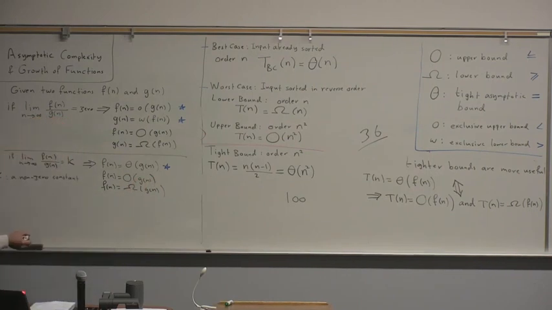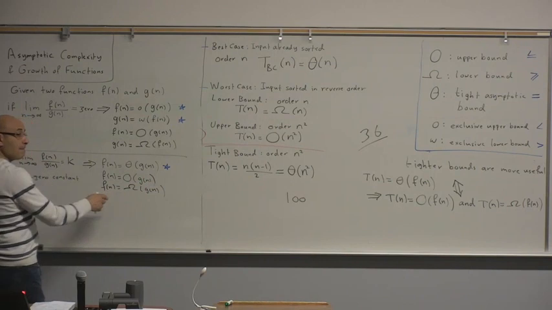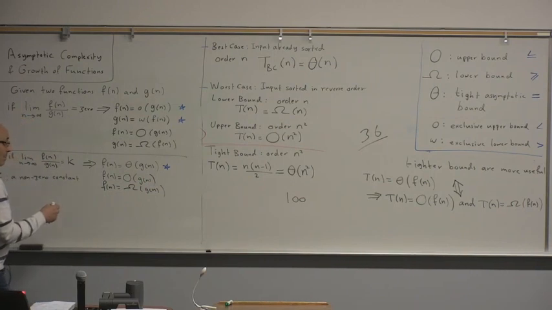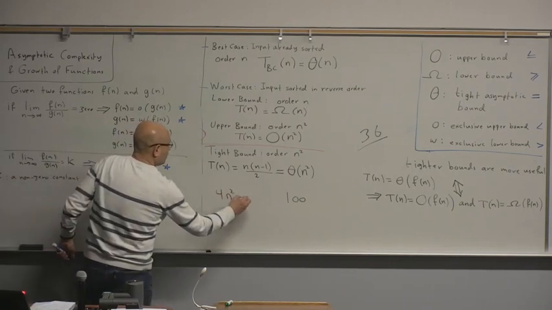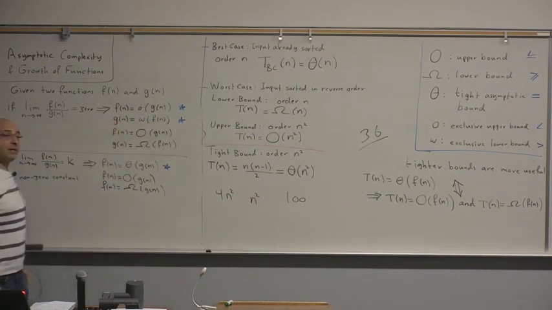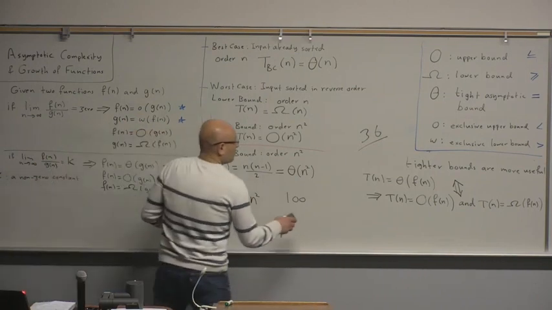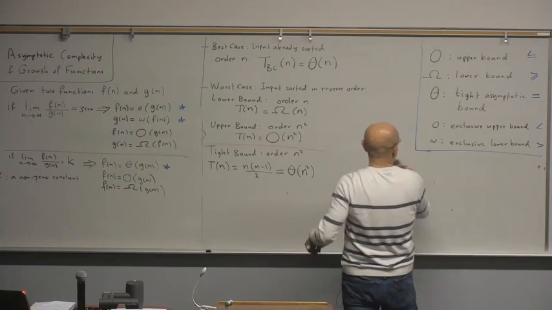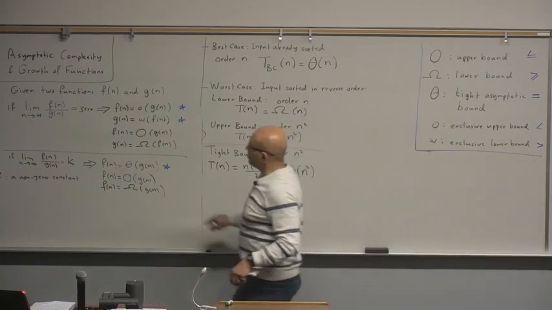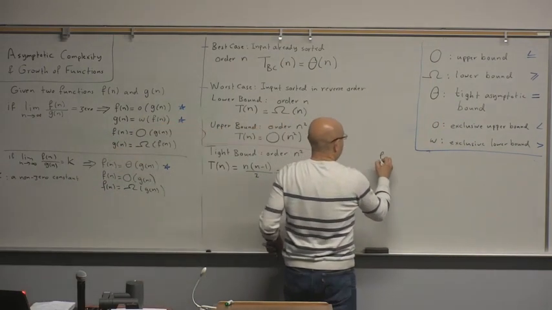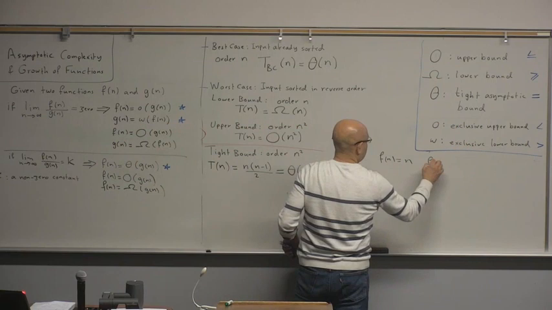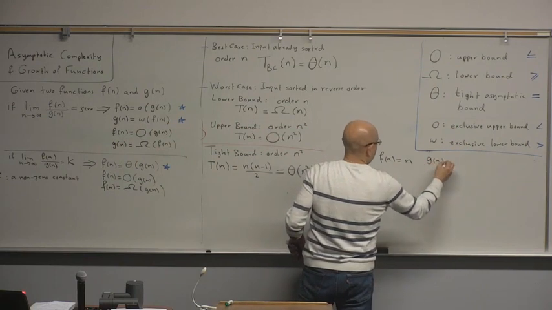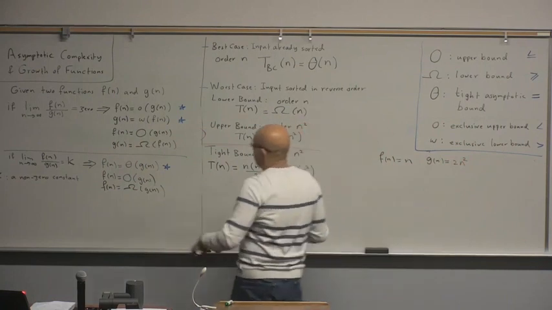Can we say this? They're of the same order. So it's like n squared and 4n squared: 4n squared and n squared are of the same order. So let's give a specific example. If f of n equals n and g of n equals 2n squared, then this is this case.